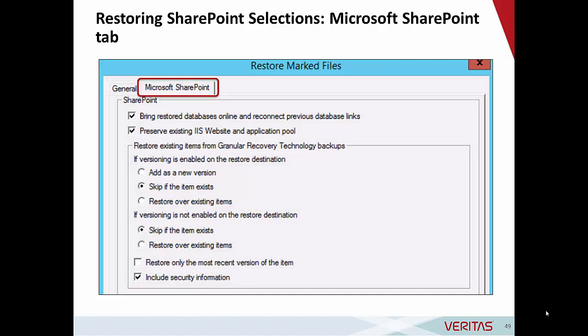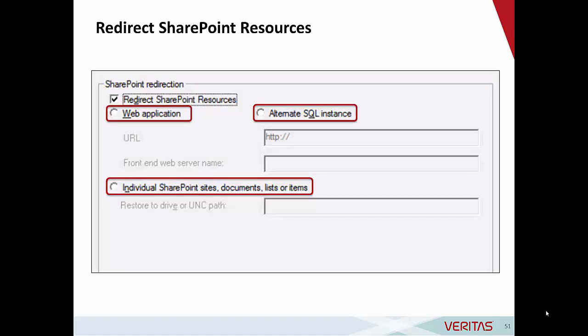So, for example, if I'm restoring databases, do I want them brought online and fully reconnected? What do I want to do about versioning if I'm restoring individual objects? Those are the kind of things I can select from here. One of the options in the SharePoint tab is to redirect SharePoint resources being restored. So you can redirect the restore of a web application either to another web application or to an alternate SQL instance, or individual items can be directed to individual SharePoint sites, or in some cases to a file.